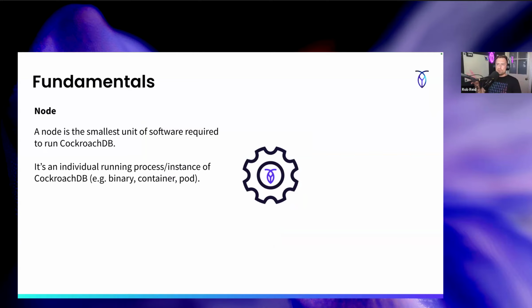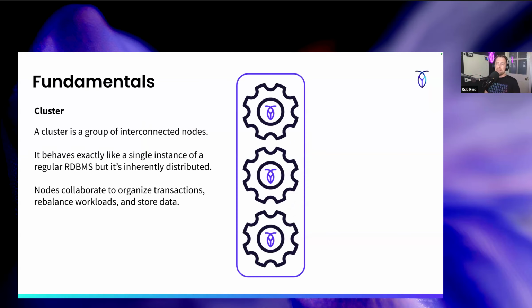So going straight into CockroachDB, being a distributed system, you run a binary. That's the smallest unit of software in CockroachDB. It's a binary. It could be a Docker container. It could be a Kubernetes pod. It doesn't matter. But that's the smallest unit of measurement in CockroachDB. If you join a bunch of those together, you have yourself a cluster.